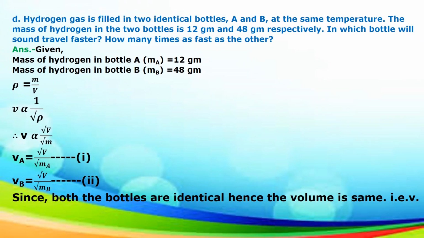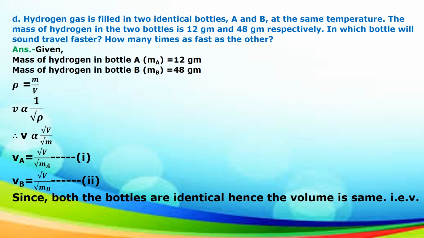Now fourth example. Hydrogen gas is filled in two identical bottles A and B at the same temperature. The mass of hydrogen in the two bottles is 12 gram and 48 gram respectively. In which bottle will sound travel faster? How many times as fast as the other? Now from this we will write first of all the given things.